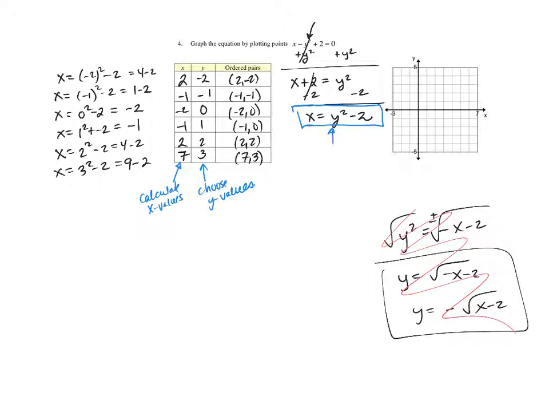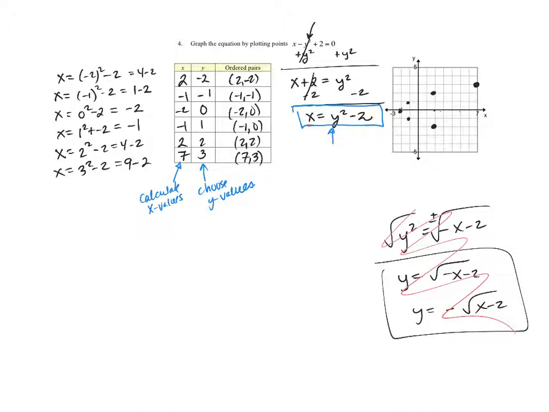Okay, so here we go. First one is at 2, so we go over 2, down 2. Next one is at negative 1, negative 1, negative 2, 0, negative 1, 0, 2, 2, and 7. 1, 2, 3, 4, 5, 6, 7, and 3.